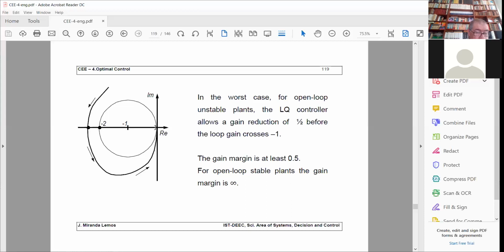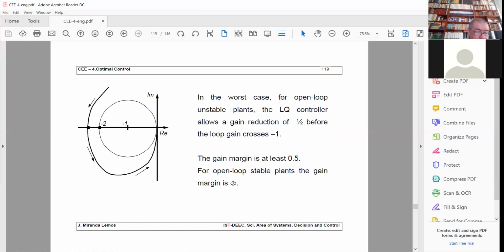If you have an open loop unstable plant, that's the worst case. You can reduce your gain by as much as 2 before encircling the point minus 1. So you have a gain margin of the inverse of 2, which is 0.5 at least. And it can be between 0.5 and infinity: for open loop stable plants, it's infinity. So you can increase your gain indefinitely before it gets unstable.